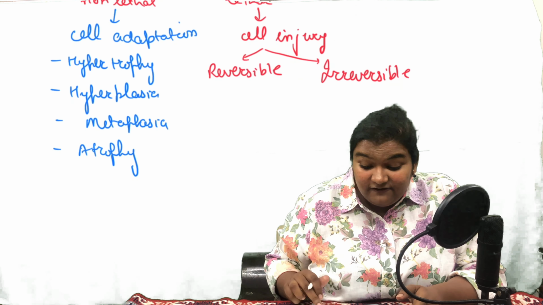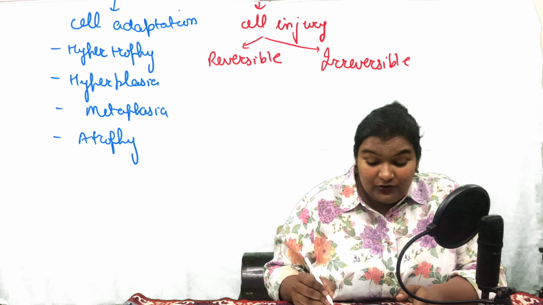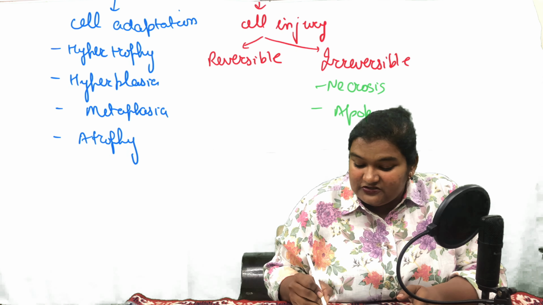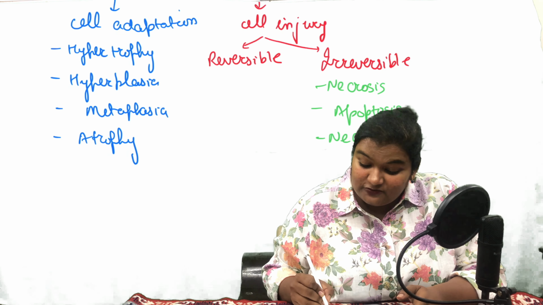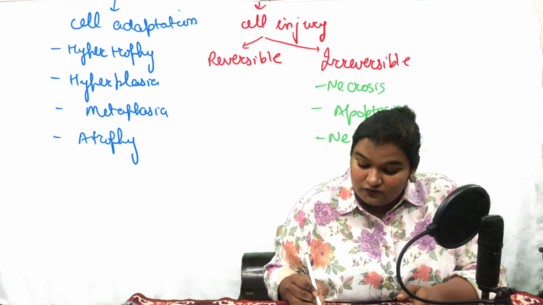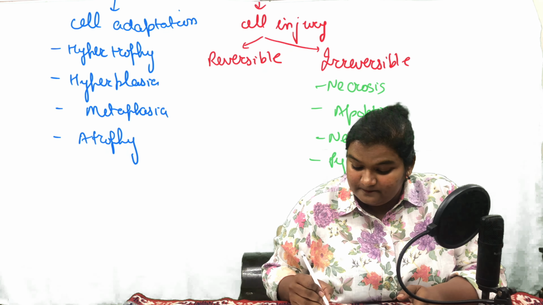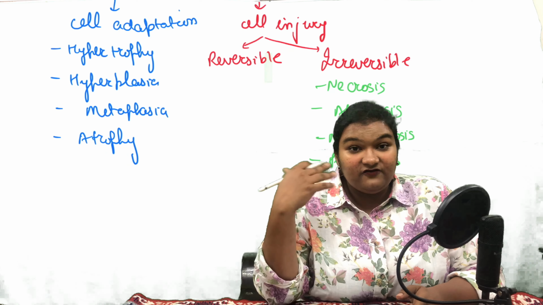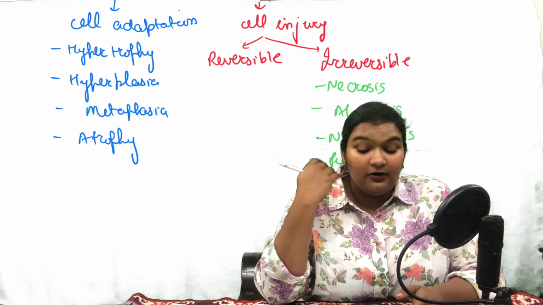So what are the different kinds of irreversible cell injury we know? The first one we are going to study is necrosis. Then we have apoptosis, then necroptosis, then pyroptosis. These are the different kinds of irreversible cell injury occurring in our body.